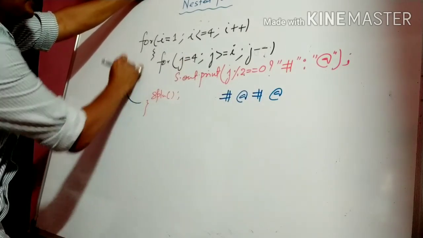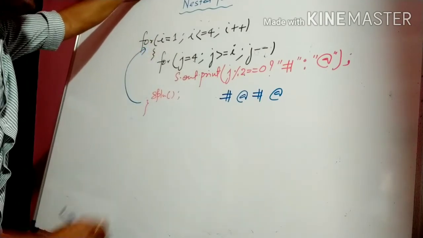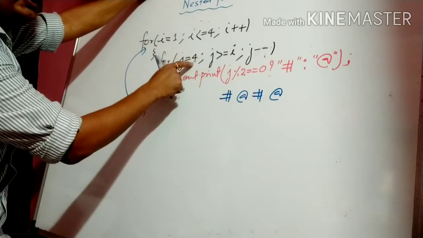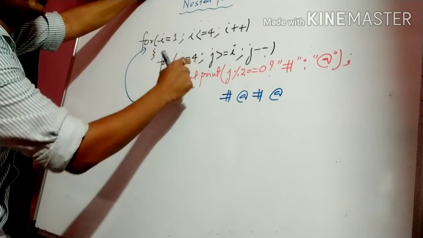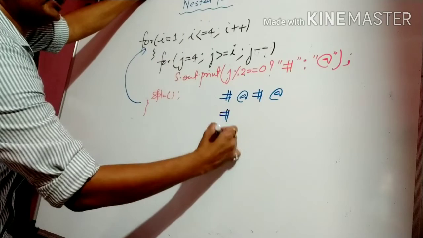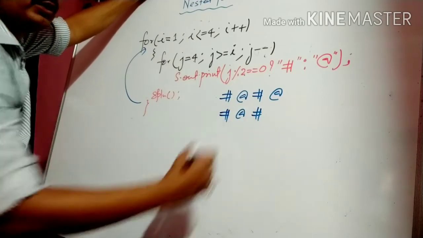Line change. The value of i will be what? 2. But it will start with 4. It will start with 4, from 4 to 2: 4, 3, 2. 4 means what? Hash. 3 means what? At the rate. 2 means what? This one.